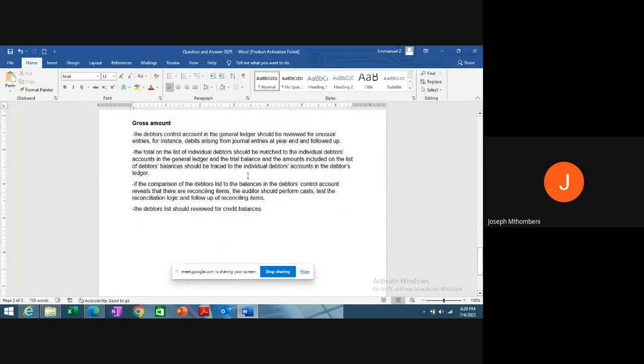Yes, thanks. Okay. So the debtors list should be reviewed for credit balances, and these should be followed up and reversed if necessary.